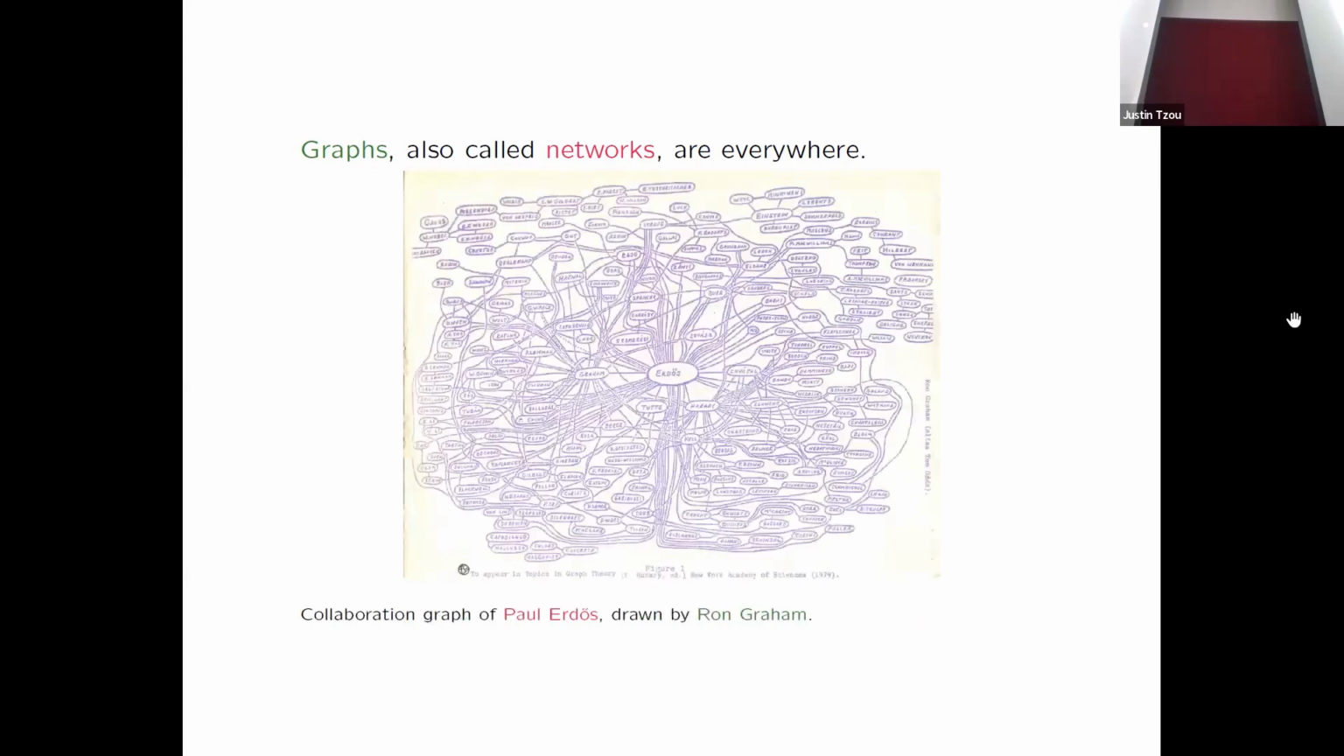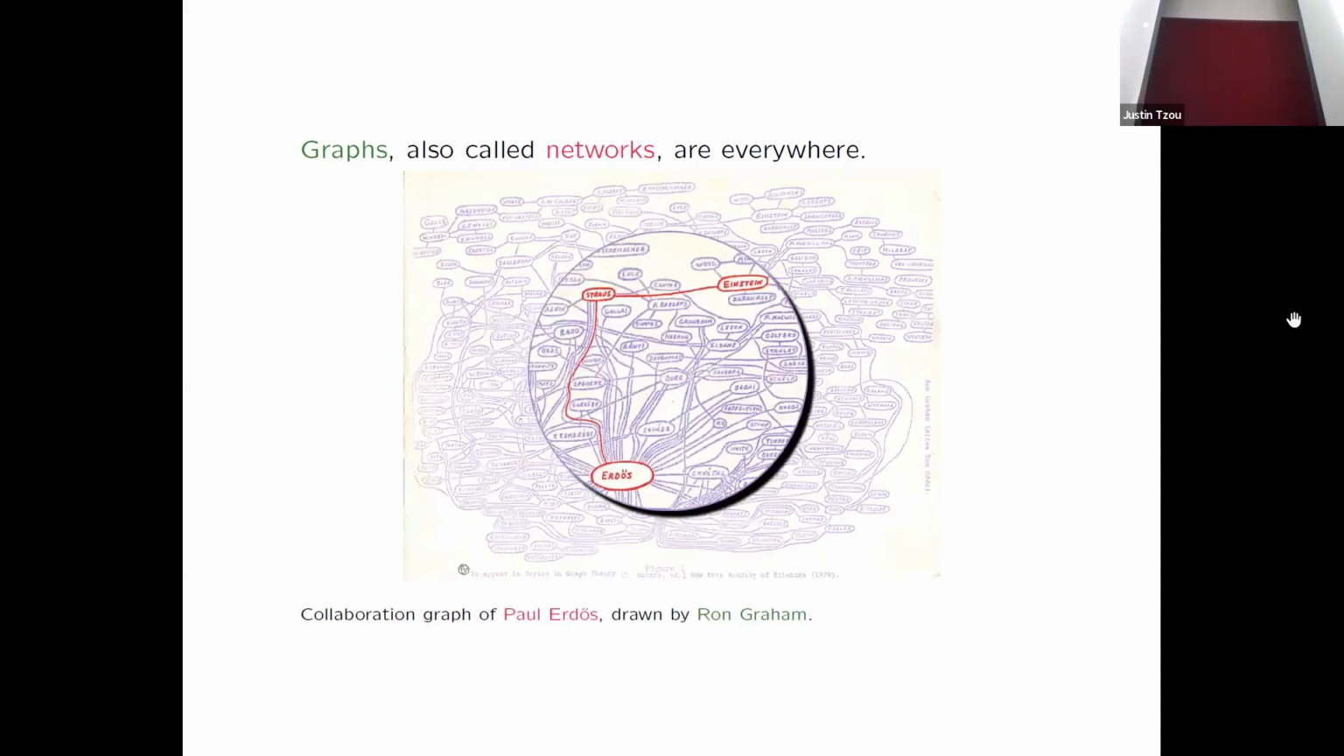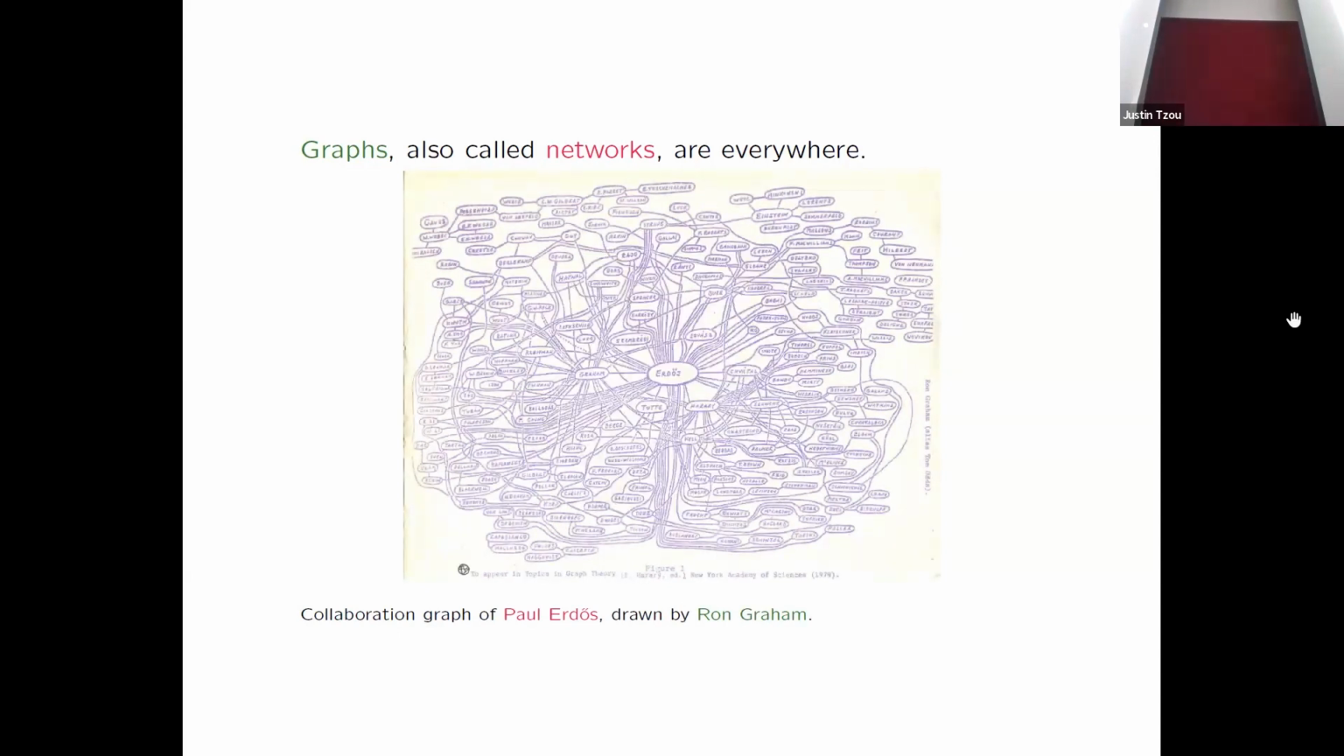A little bit closer to home for me, let's go back one, is a collaboration network. So there's a mathematician called Paul Erdős. Paul Erdős worked a lot on random graphs and in lots of other areas, and notoriously collaborated with a lot of people. So this is a collaboration graph for Erdős drawn by his colleague Ron Graham in the 70s.